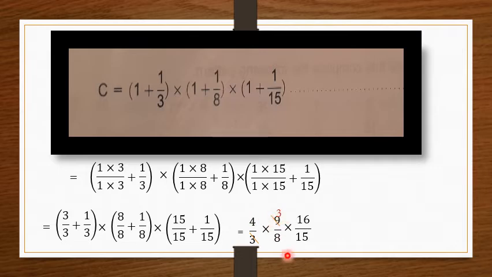We also have 4 and 8, or 16 and 8. Okay, you can think in both ways. 8 divided by 8 is 1, and 16 divided by 8 is 2. So it's 4 times 3, 12, times 2, 24. 1 times 15, 15. Here I can also say that 3 and 15 both are divisible by 3, so 24 divided by 3 is 8, and 15 divided by 3 is 5.